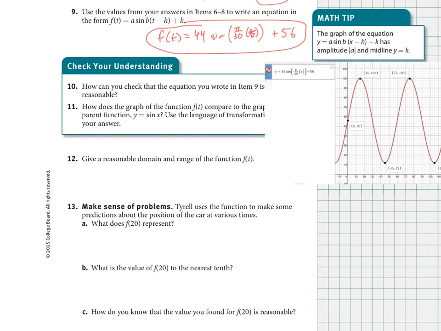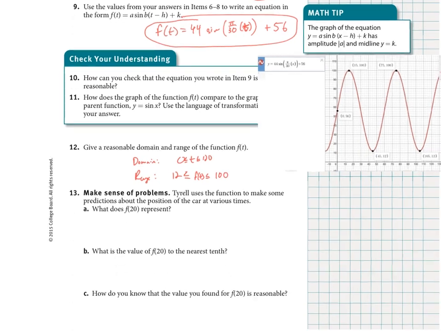Reasonable domain, obviously, the t value, we're really only worried about t being bigger than 0, but we also probably want to limit it to whatever the ride length is. So let's assume that's 120 seconds. So t being between 0 and 120 is probably good. And then its range, obviously, is the lowest you can go versus the highest you can go in terms of that height. So 100 feet at the max, 12 feet at the lowest. For the range, y is limited between 12 and 100.